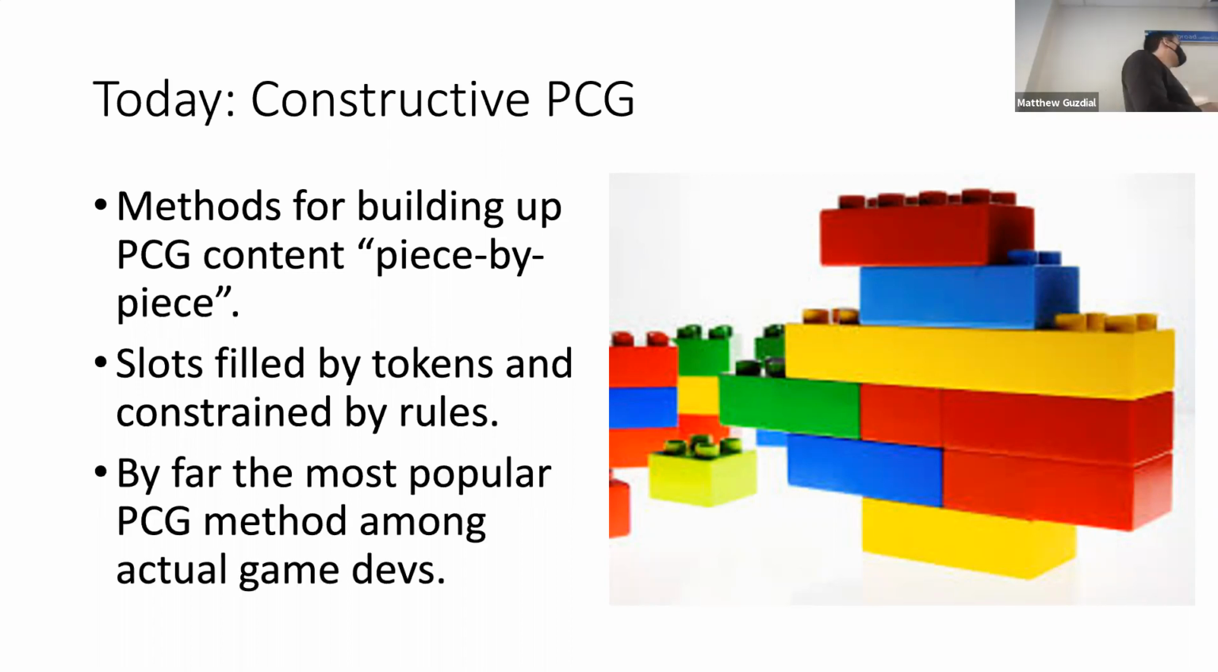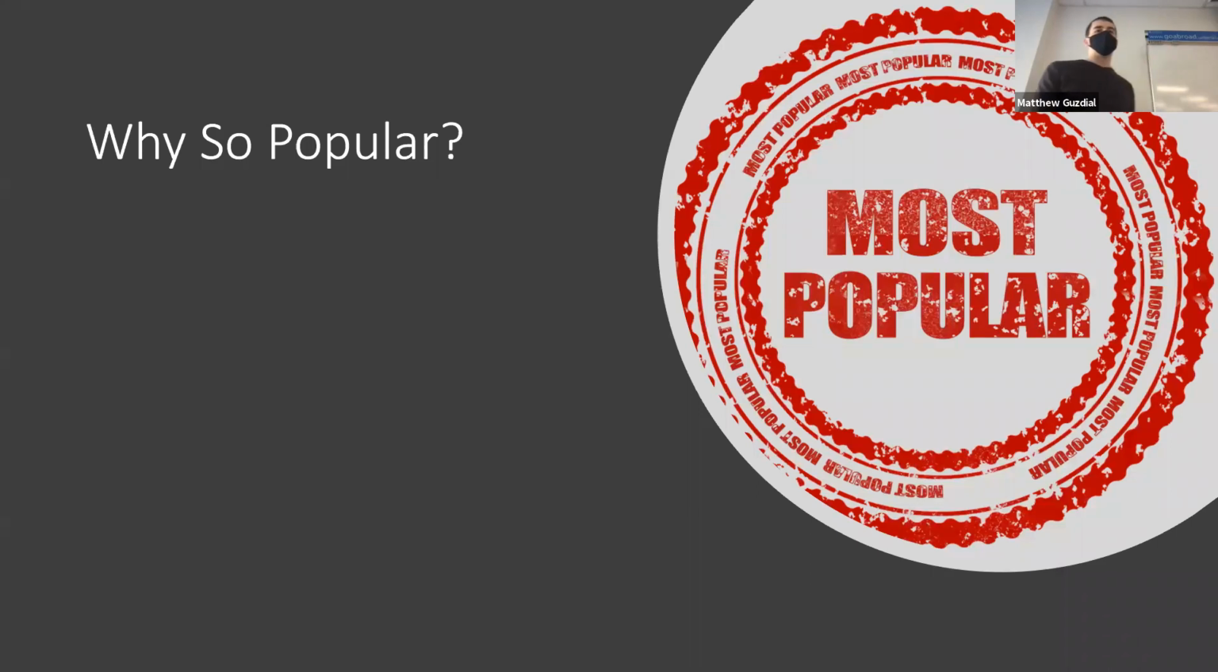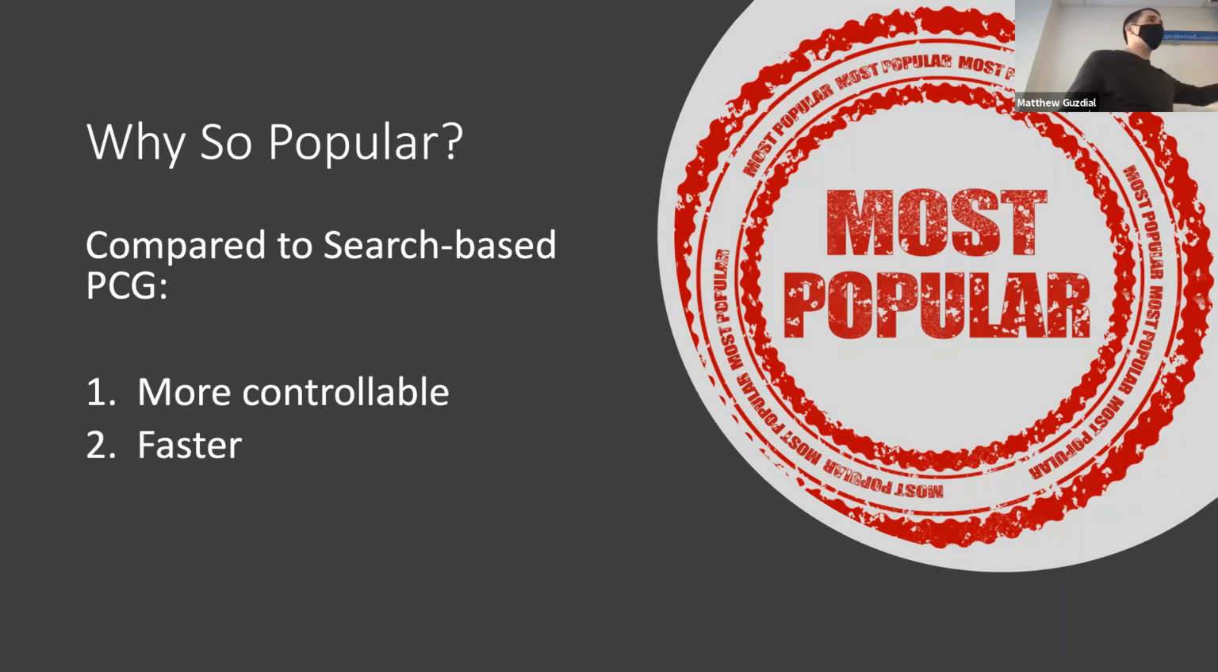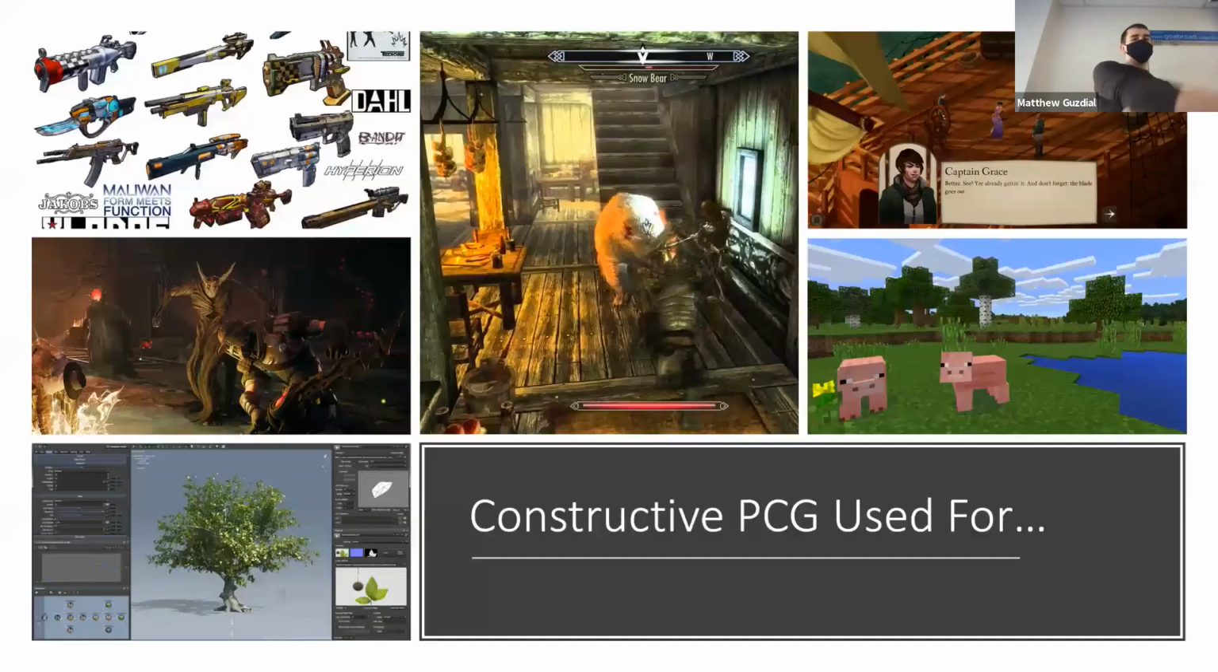This is by far the most popular PCG method among actual game devs. It's used all the time, all over the place in game development. You might ask yourself, why is it so popular? PowerPoint just decided this slide was going to look like this. Compared to search-based PCG, it is more controllable. It is faster because it's generally one shot, and it is more intuitive. So it is easier to say, okay, what are the building blocks for building this thing than it is to say, what is a fitness function for describing what the best version of this is? And that's why it's used for all this stuff, everything on here.